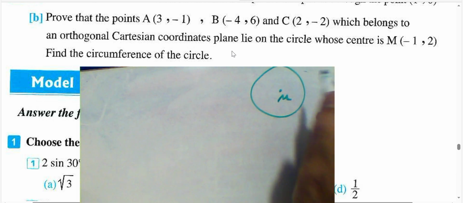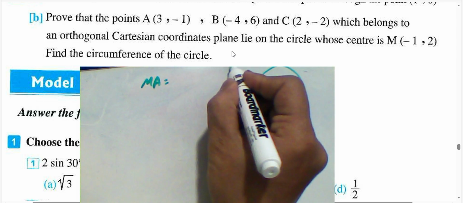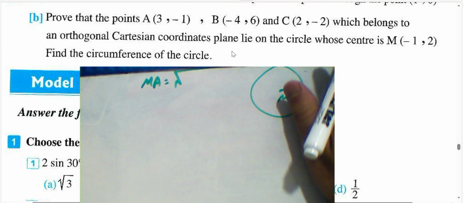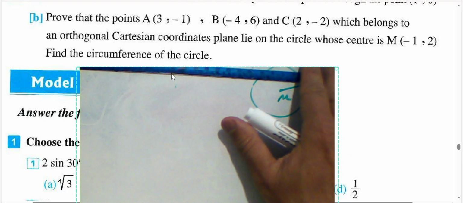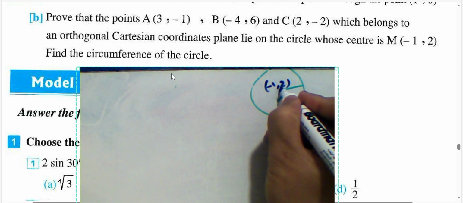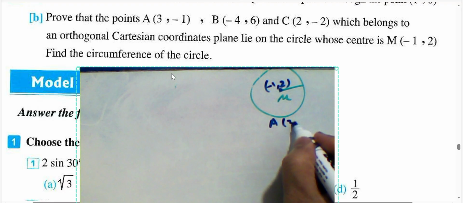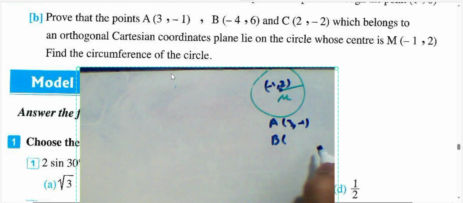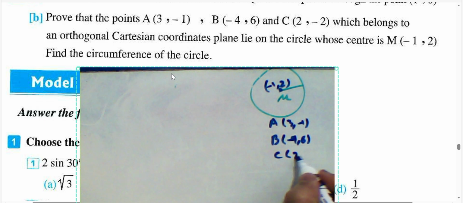Okay, so first step, we can find the length of MA by writing the rule, square root of x minus... I will write down here to be understood. Listen to me. First step, I will write the distance between M and A. Pay attention, we have M equals (-1, 2), the center of the circle, and the point A, he gave me the coordinates of A as (3, -1), and also B was (-4, 6), and point C is (2, -2).